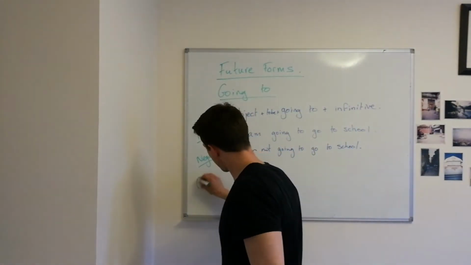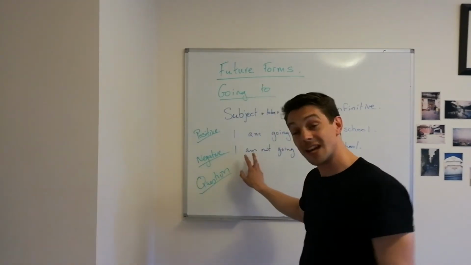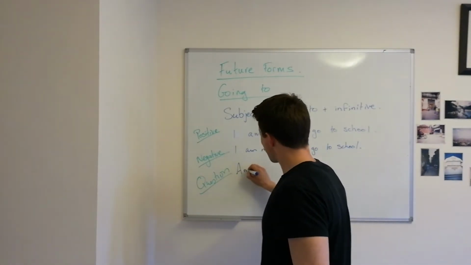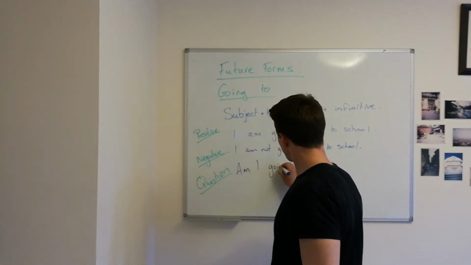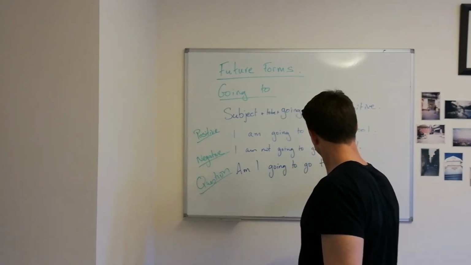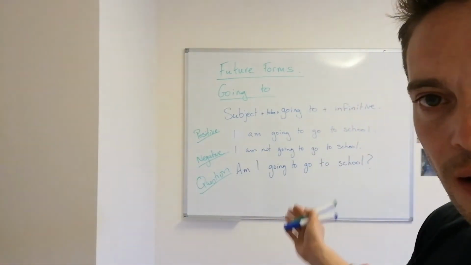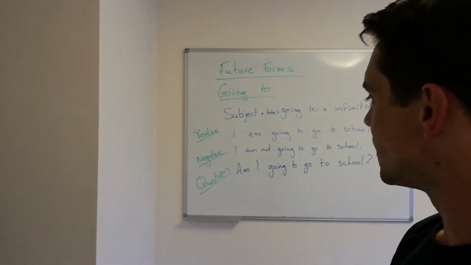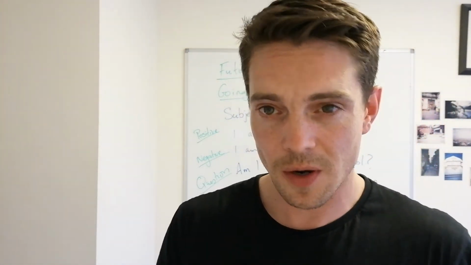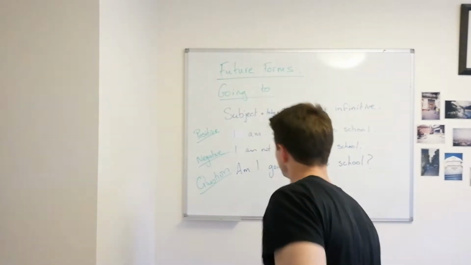What about a question? So the question becomes, again, we just swap these around, the auxiliary verb and the subject. Am I going to go to school? So there you have it. The positive sentence, the negative sentence, and the question. So now that we know the form or the construction of using going to, why do we use going to?